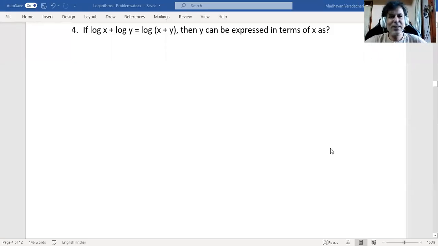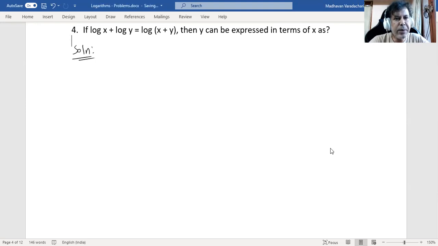Hello everyone. This is in continuation to various problems we are doing in logarithm. The next one is question number 4. If logarithm of x plus logarithm of y equals logarithm of x plus y, then y can be expressed in terms of x as what? So let us proceed.